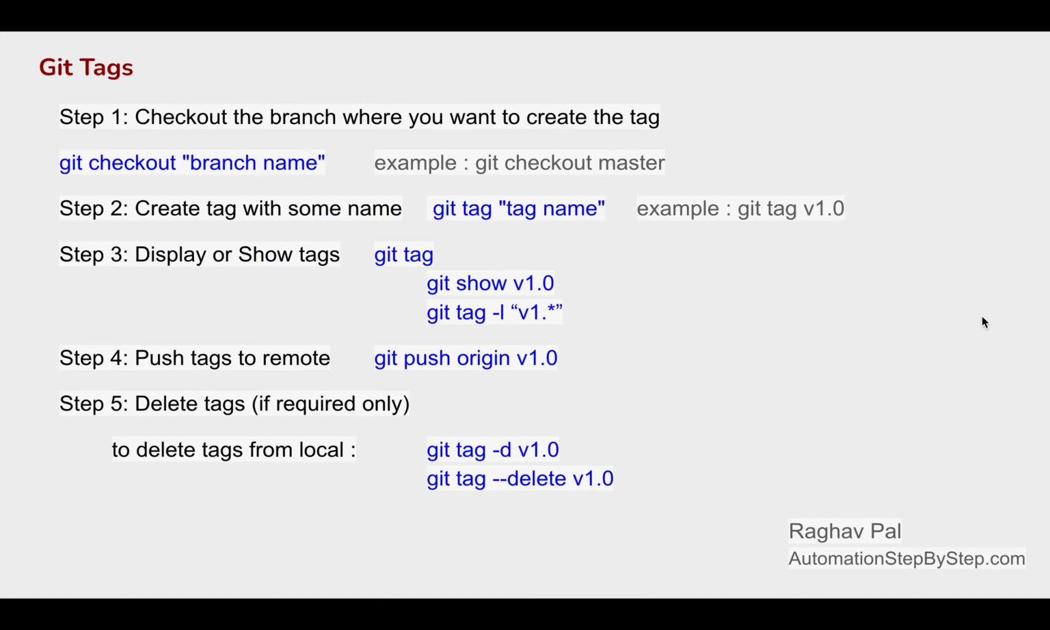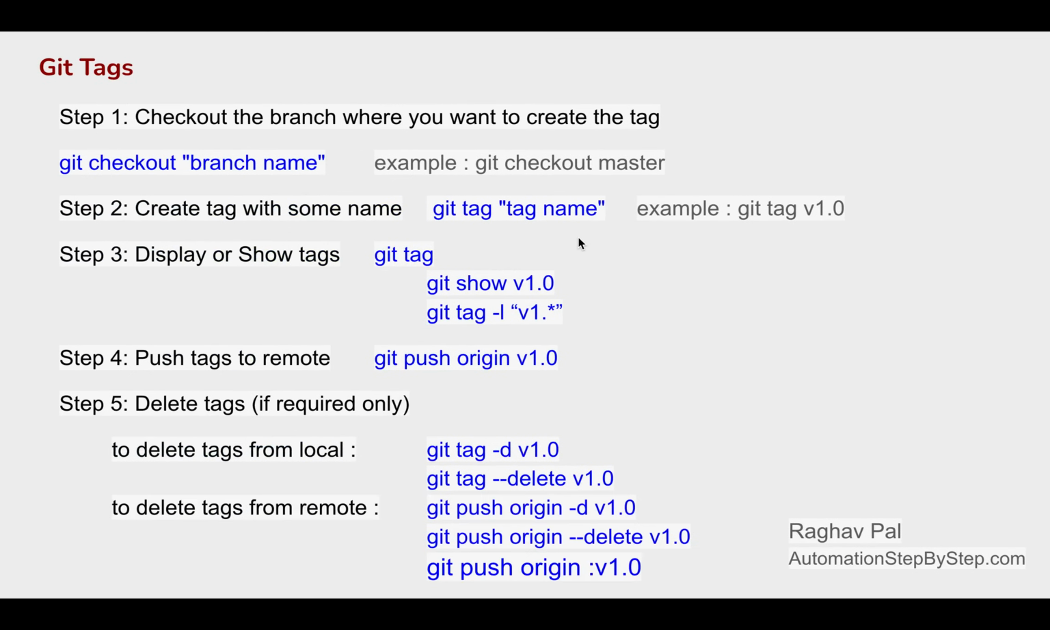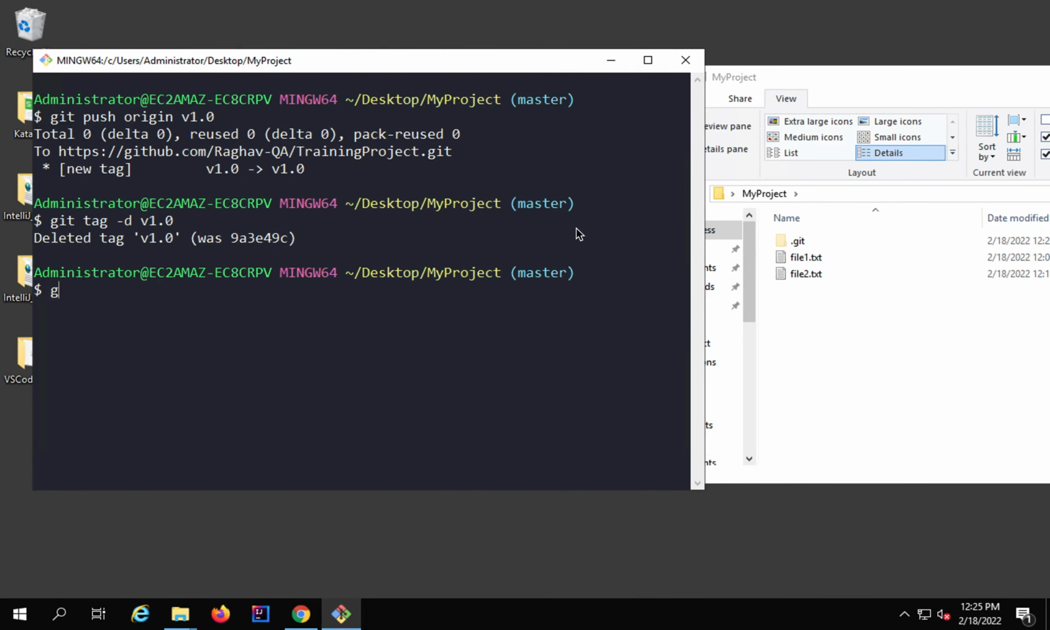Now if you want to delete tags, to delete tags from local, I can say git tag hyphen d or hyphen hyphen delete and the tag number. So I can say here git tag hyphen d and the tag number. This will delete the tag from local, not from remote. To delete the tag from remote, we have to say git push origin hyphen d or hyphen hyphen delete and the tag number. So I will say git push origin, I can say hyphen hyphen delete and the tag name.